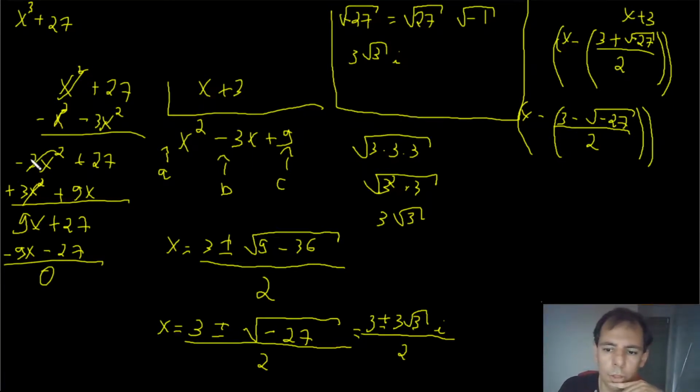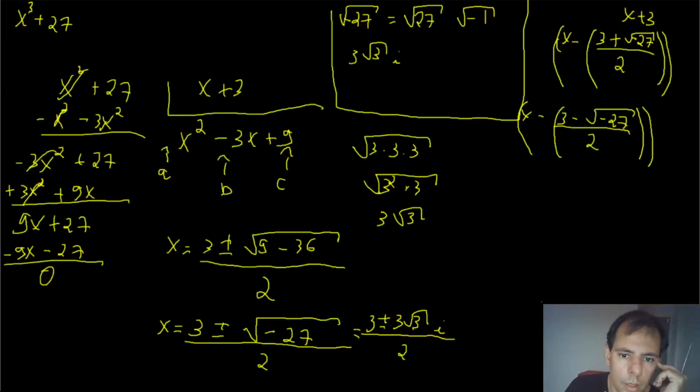So that's what I'm going to do. I'm just going to copy this stuff in here. So 3 plus 3 square root of 3 i divided by 2, to the third power. What was it again? I think it was 3 plus 3 square root of 3 i divided by 2. I think that's what it was.